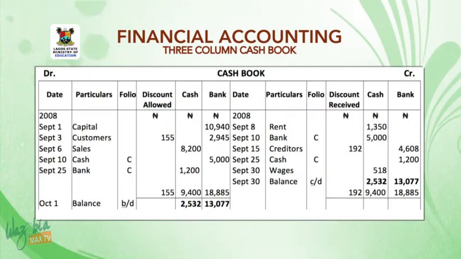Before then, you make the T format, debit side, credit side, put cashbook as the label, and you have your 6 columns on the debit side and 6 columns on the credit side. You label it: date, particulars, folio, discount allowed, cash, bank on the debit side, and date, particulars, folio, discount received, cash, and bank on the credit side. Don't forget the first line. Under the date of both sides, you put 2008, and under discount, cash, bank on both sides, you put the naira symbol.